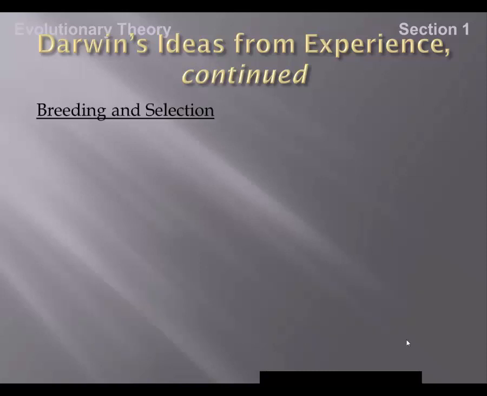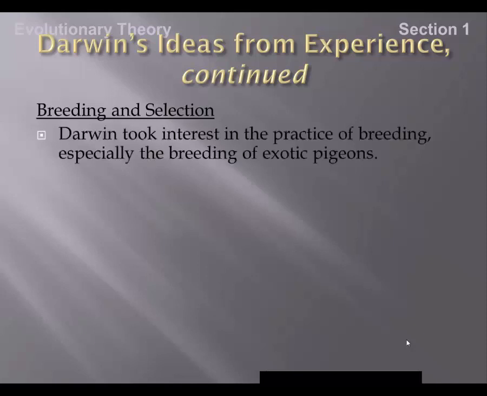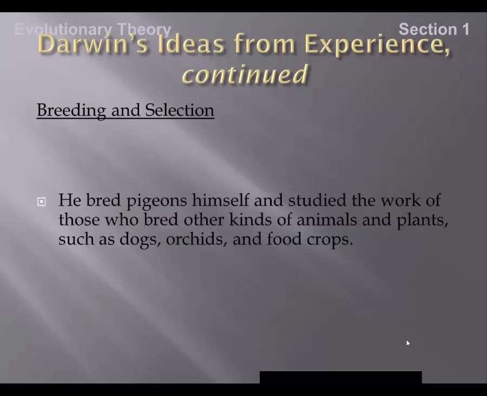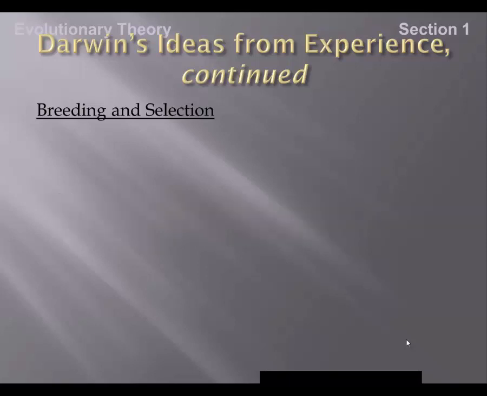Darwin also studied breeding and selection. So he took an interest in breeding exotic pigeons. He studied the work of those who bred other kinds of animals as well, including plants. So dogs, orchids, food crops, all of those different things. He studied what happened in the outcome of organisms as they were bred together.